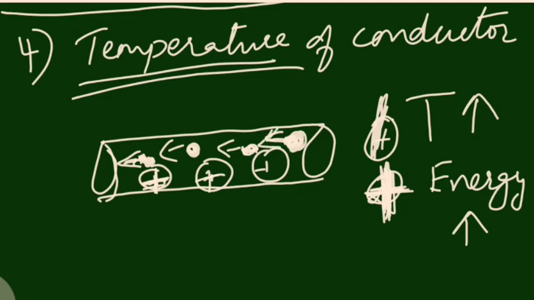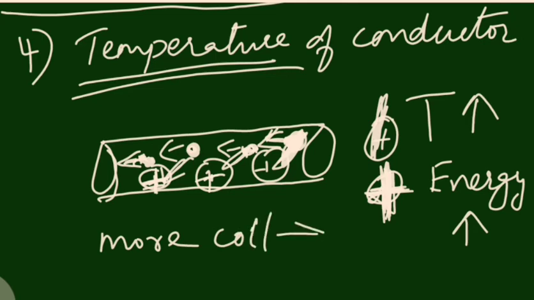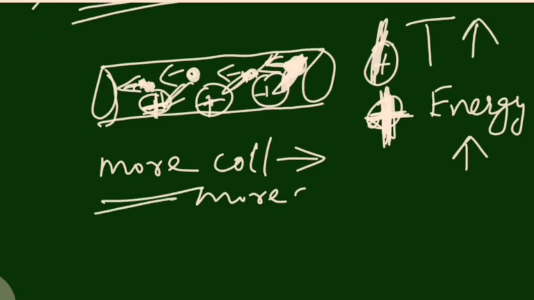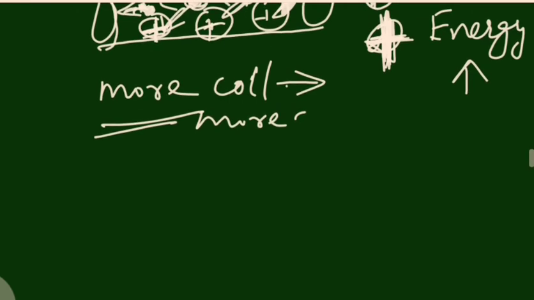What will happen then? When everybody is vibrating, there is a more chance of colliding with each other. All are rushing or all are moving, so the chance of collision is more. So more collision happens, then what will be the result for resistance? More collision means more resistance. So when temperature increases, more collision happens because the energy is being imparted to the electrons as well as the positive ions, and then the resistance will also increase.